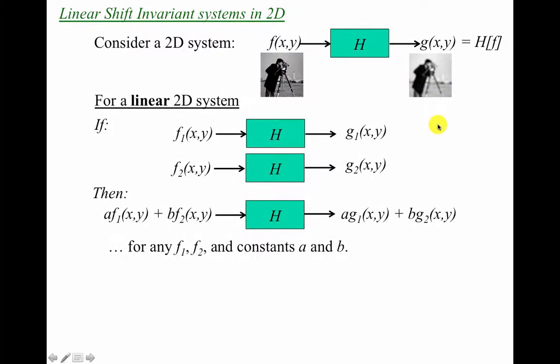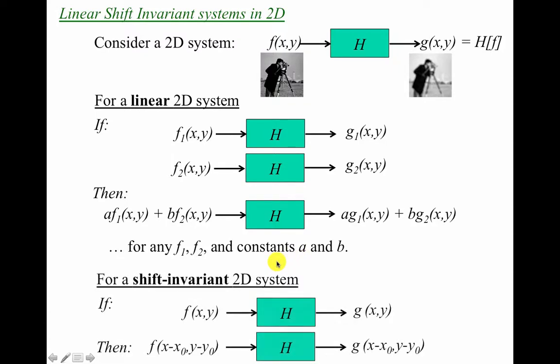Now our system is linear, similarly to the 1D case, if, say, we have two inputs, F1 and F2, and they produce outputs, G1 and G2. If we have a superposition of inputs, then we end up with the same superposition of outputs. And again, this must be true for any inputs F1 and F2 and any scalar constants A and B.